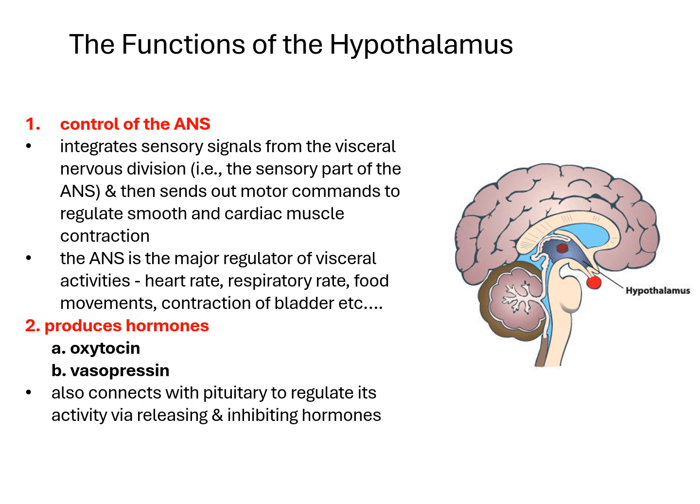However, there are nuclei within the hypothalamus that produce hormones. These are going to be the oxytocin and vasopressin hormones. These 2 hormones are actually going to be stored in the posterior pituitary. But then you also have those 7 releasing and inhibiting hormones, which we're going to learn in a second.